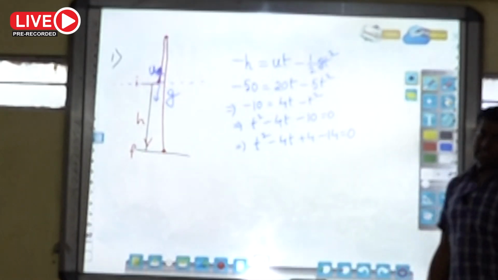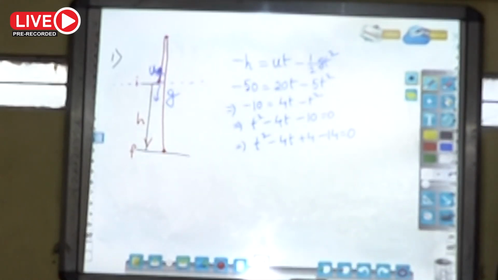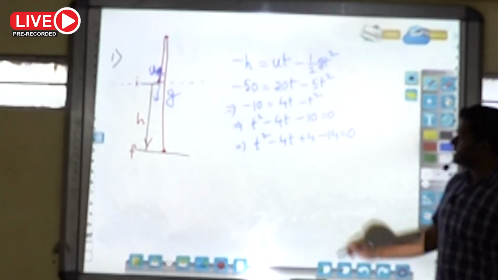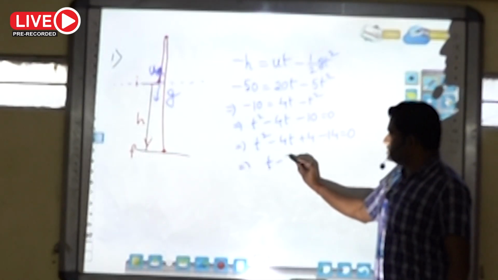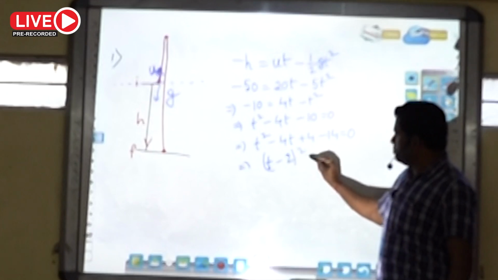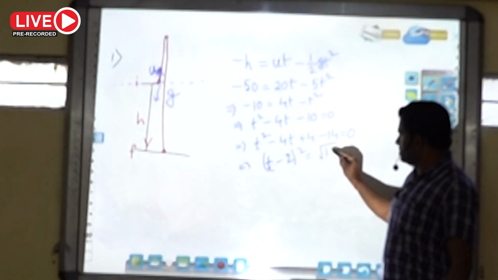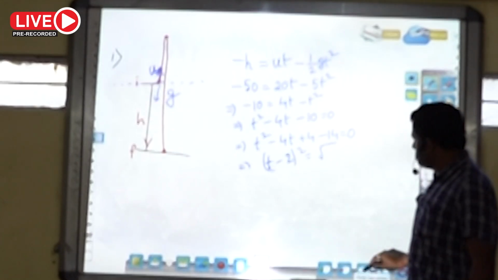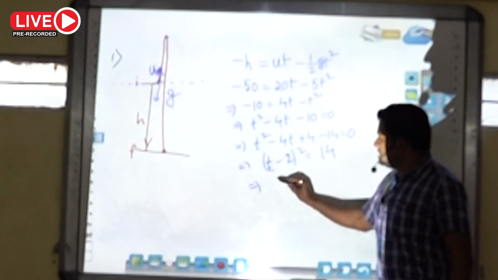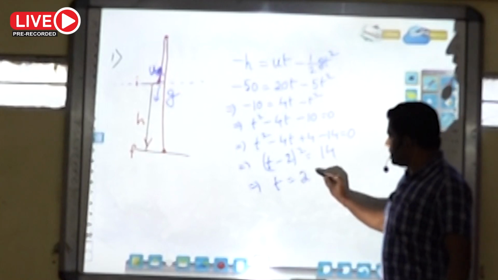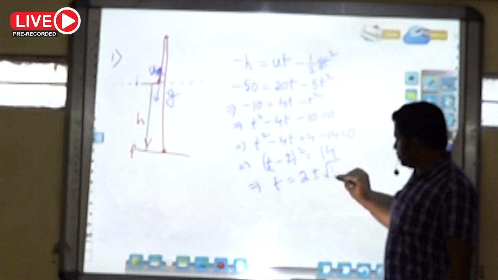I can write this in this method, t square minus 4t plus 4 minus 14 equal to 0, because minus 10 can be written as 4 minus 14. So first three terms together will give you a whole square, that is t minus 2 whole square will be equal to 14. On this side it will be 14. So t equal to 2 plus minus root 14.